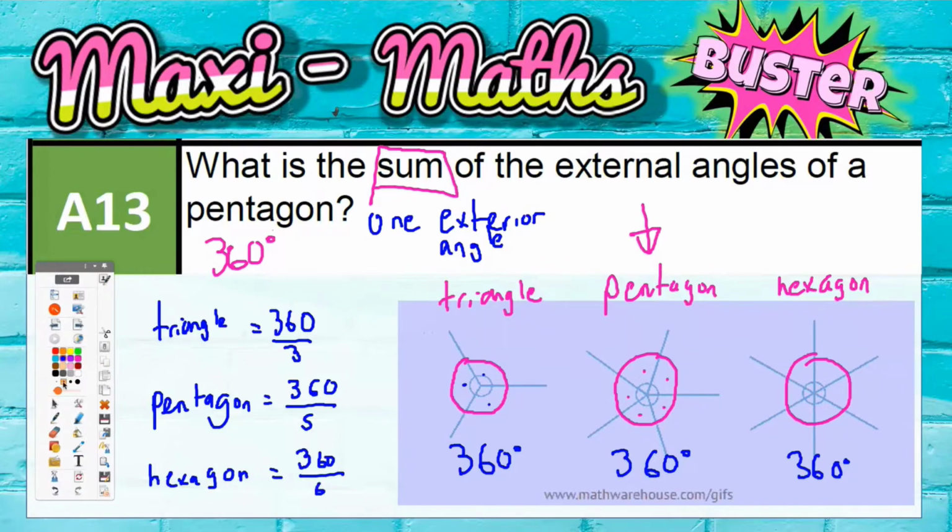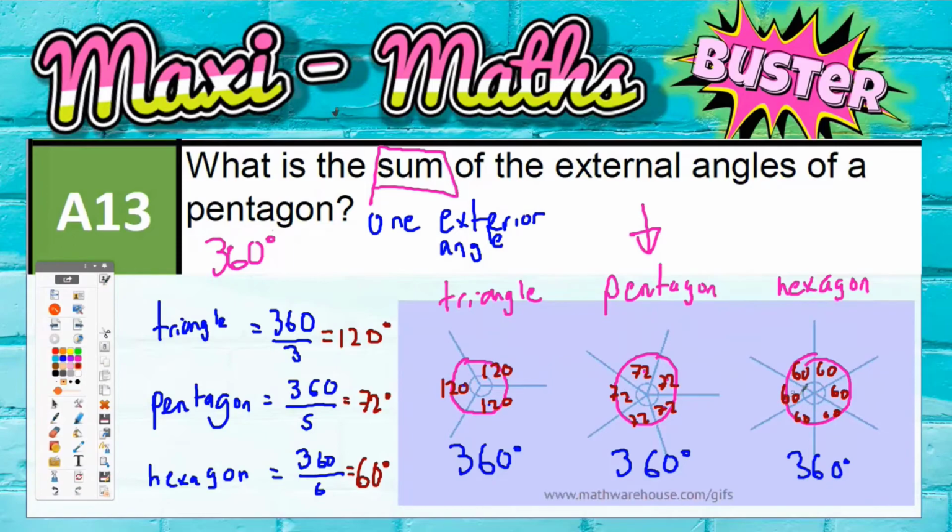So it's worth just noting what those would actually be, because sometimes you do get asked that as well. So 360 divided by 3 is 120 degrees, which makes each one of these 120. 360 divided by 5, if you work it out, would be 72, which makes each one of these 72. Each exterior angle of a pentagon is 72. And for a hexagon, each exterior angle is 360 divided by 6, which is 60 degrees. So each one of these will be 60.